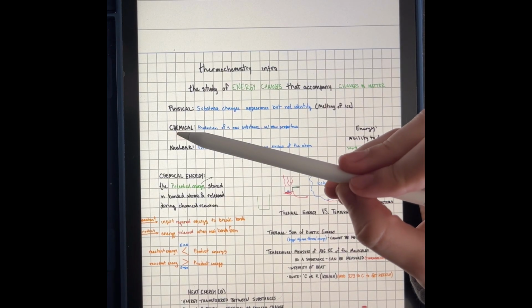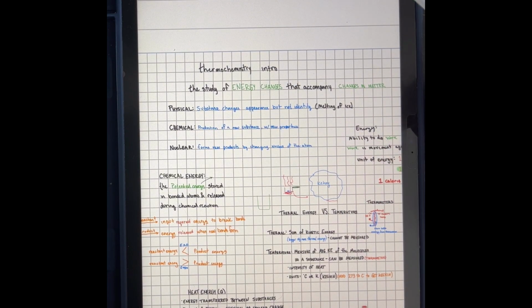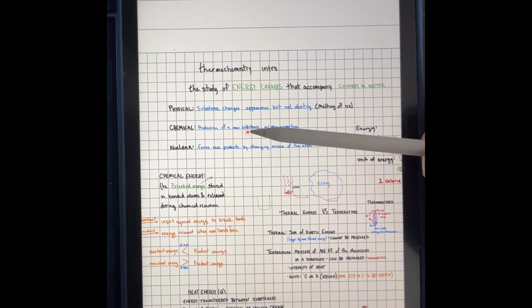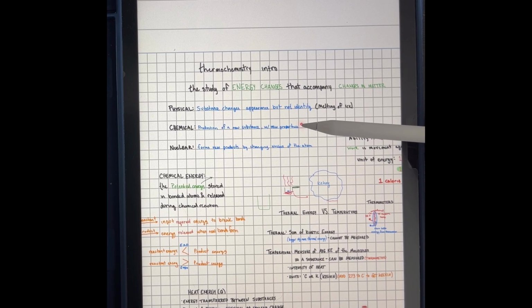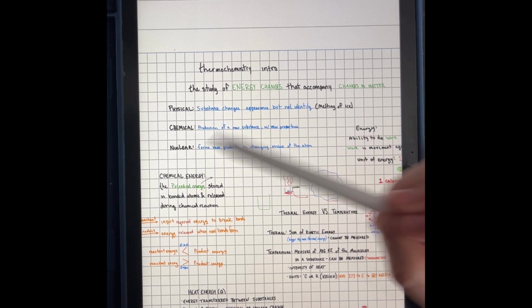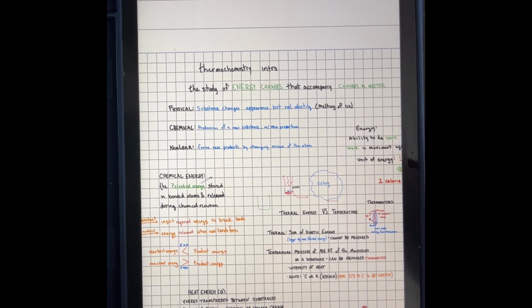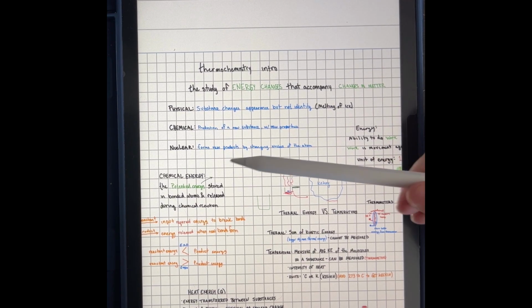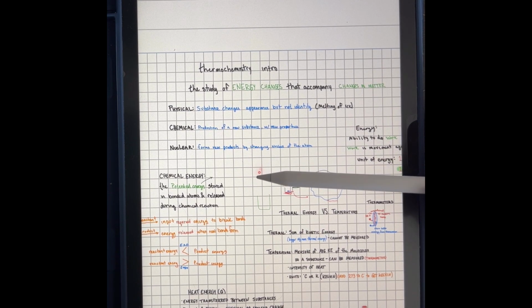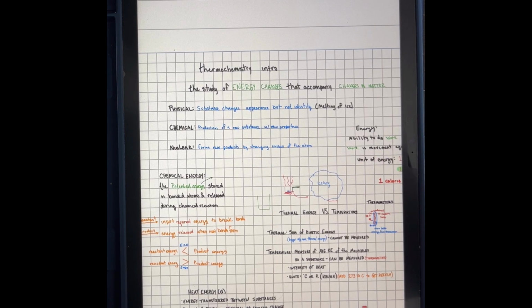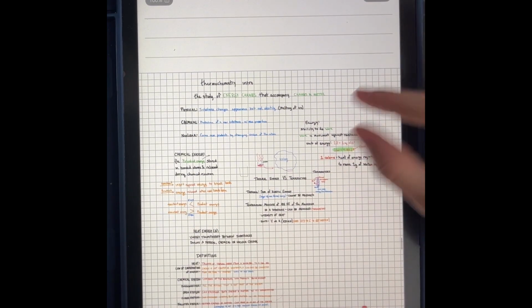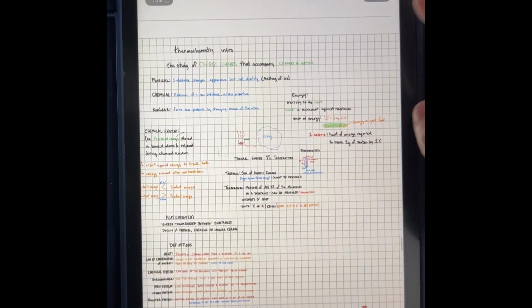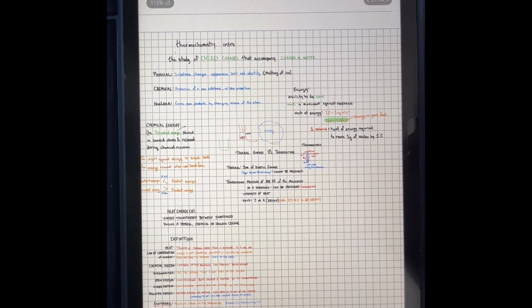Then we have a chemical change, where the compound does change, and there's a production of a new substance with new properties, so any chemical reaction. Then we have nuclear, which we're not really going to touch on, but it's still good to know. Nuclear forms new products by changing the nucleus of the atom. I don't know if I'm correct, but I think it's where the atoms fuse together. I think we didn't touch too much on that, but I learned a little bit about it in one of my other classes.